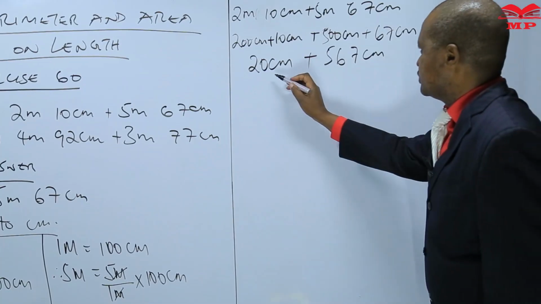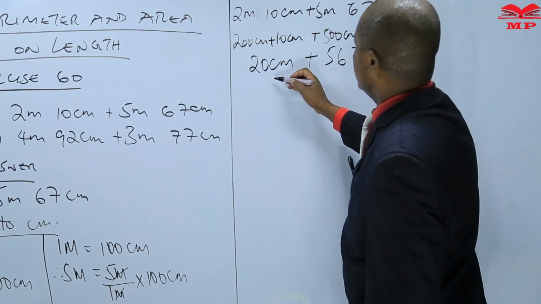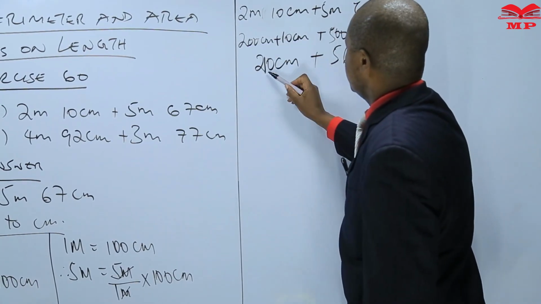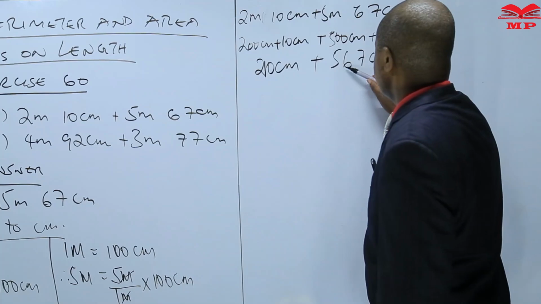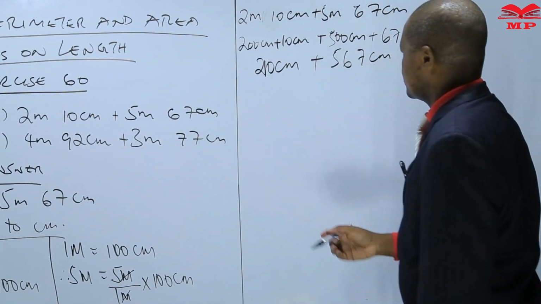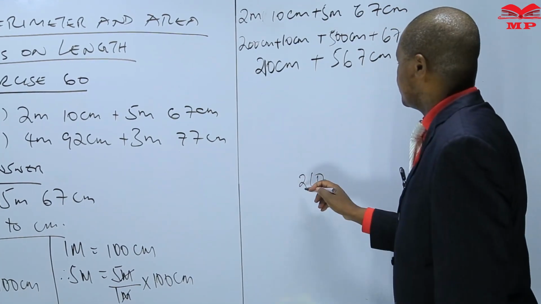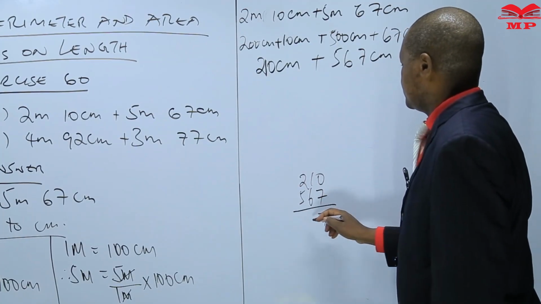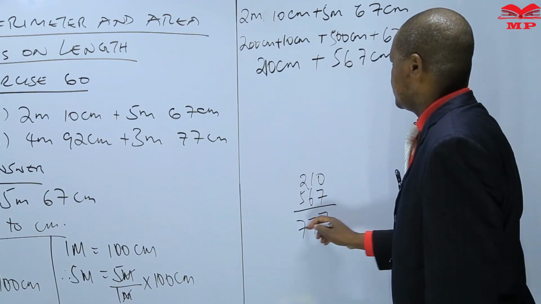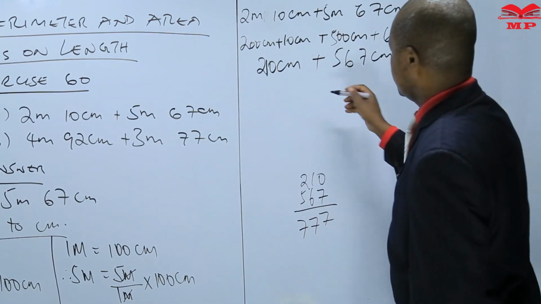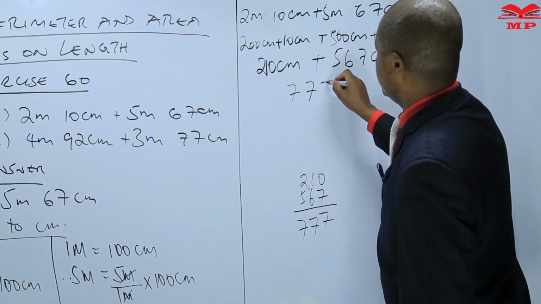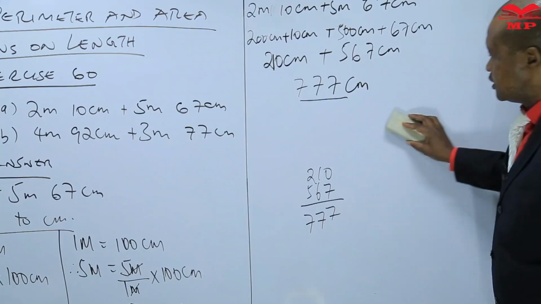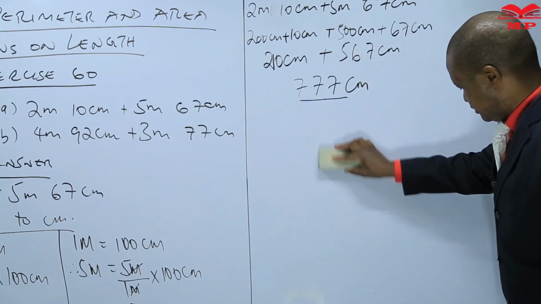So 200 plus 10 is equal to 210 centimeters plus 567 centimeters. So we have here 210 plus 567. So here I have 7, then 7, and 7. So the answer here is 777 centimeters. That's the answer. Learners, that is the answer.